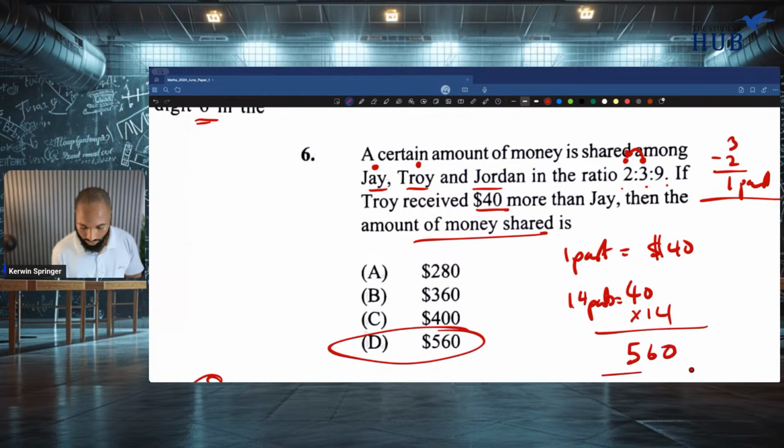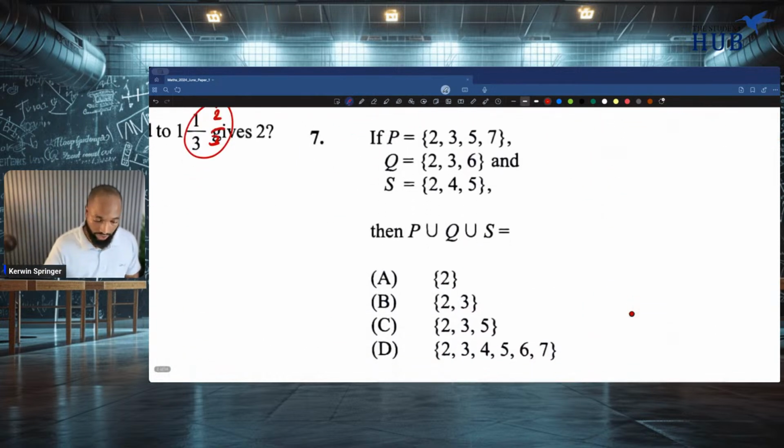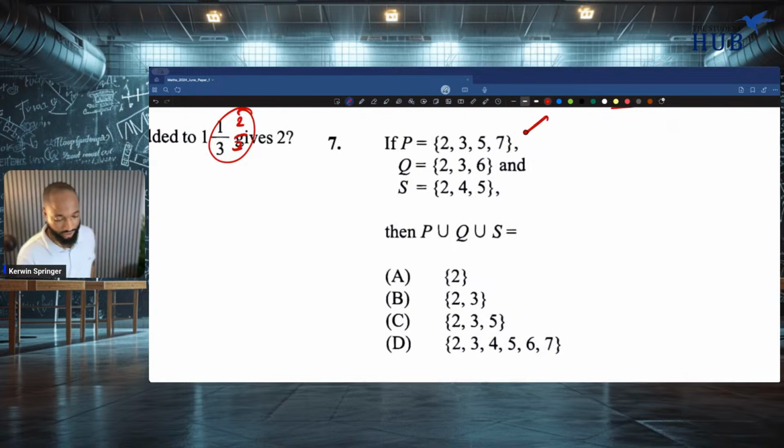It's 560. Because 10 by 40 is 400, and I still have 4 by 40 to do. That's 160.